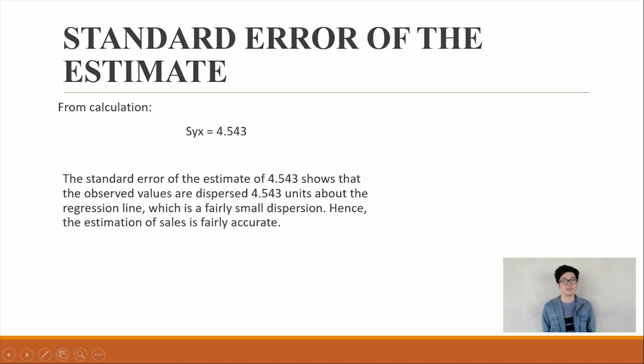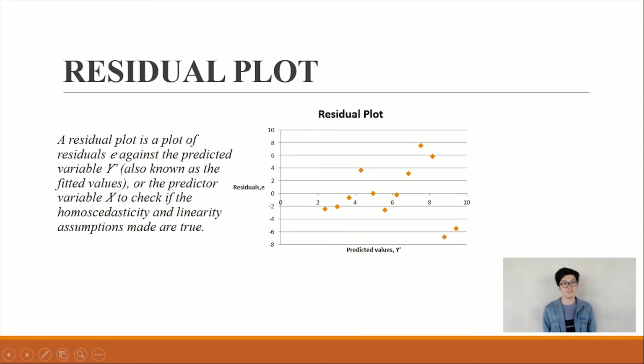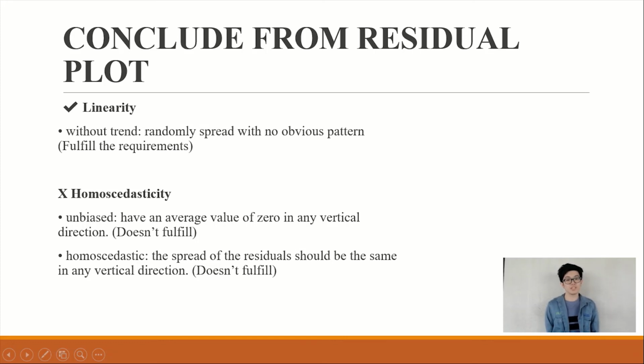And for the last, we do the residual plot. A residual plot is a plot of the residual e against the predicted variable y prime to check whether the homoscedasticity and linearity assumptions made are true or not. So this is the graph that we can plot from our data. For the conclusion from the graph, we can determine the linearity is true because there is no trend, and the points are randomly spread with no obvious pattern, which fulfills the requirement.